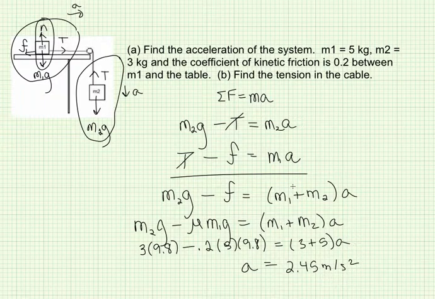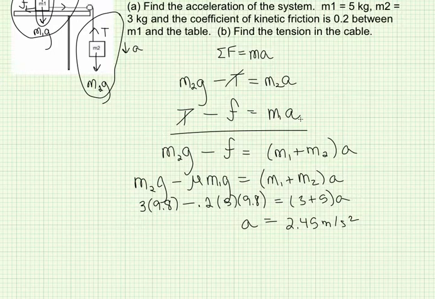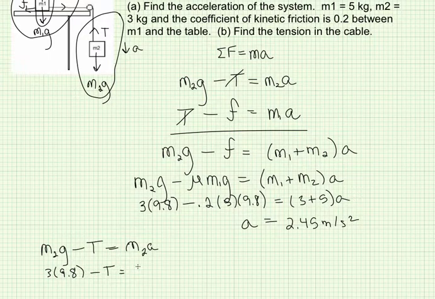For part B, we need to find the tension. Choose whichever equation you want. I'm going to choose the top one because it's just a little simpler. So I have m2g minus the tension equals m2a. And m2 is 3, so we have 3 times 9.8 minus the tension equals 3 times 2.45. So the amount of tension in that rope is going to be 22 newtons, 22.1 newtons.